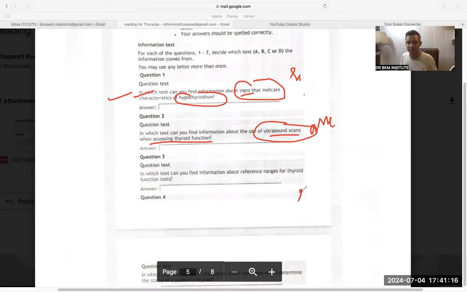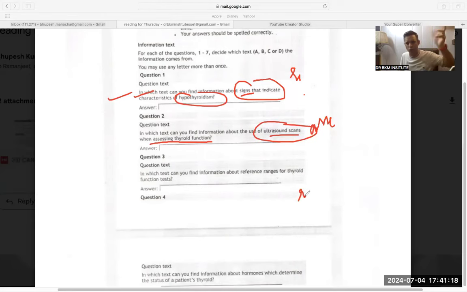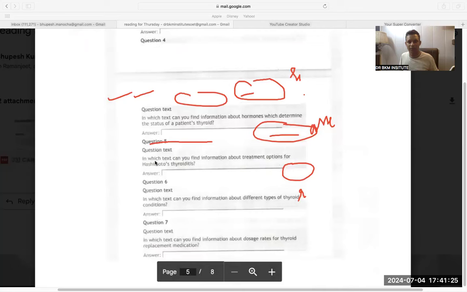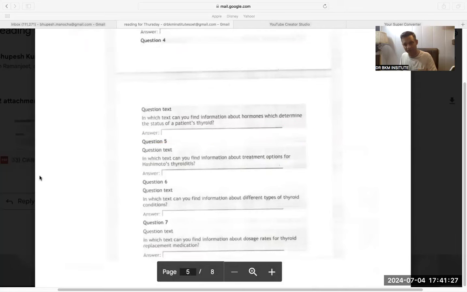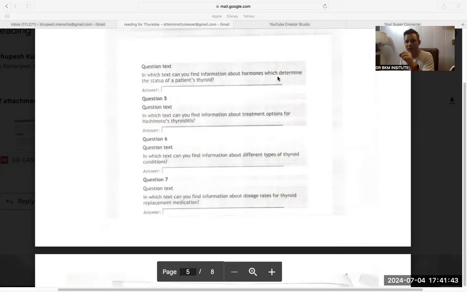Question 3: In which text can you find the information about the reference ranges for thyroid function test? Reference range means 0.02, 0.5, 2, 3. There would be some numbers and there would be thyroid function test. Done. Now we can understand signs and you will underline these words. On computer it is difficult, so I'm doing it with the laptop, but on a page it is much easier. Signs, underline. Assessment, underline. Thyroid function test, range. Fourth question is about the hormones which it determines. Hormones is the important word.